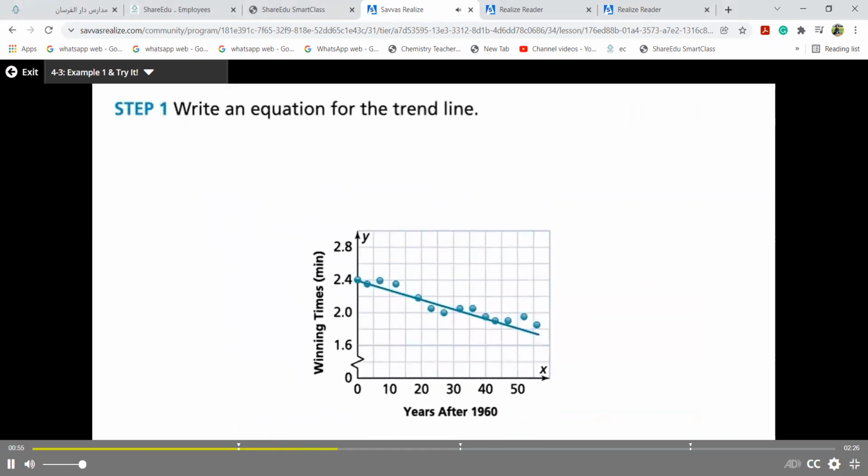Our first step is to write an equation for the trend line. In order to write an equation for the trend line, we need to know the slope of the line and the y-intercept. The y-intercept is about 2.4, and the y-intercept is where the line crosses the y-axis. For example, if the line crosses at 2, the y-intercept is 2. Now what is the y-intercept? You have the equation of the line y equals mx plus b, so that letter b is nothing but the y-intercept.